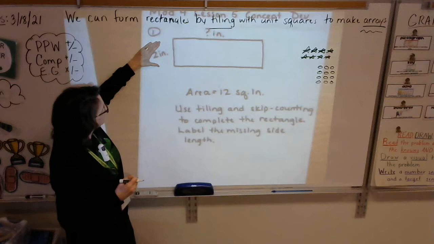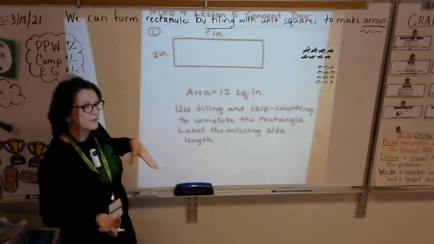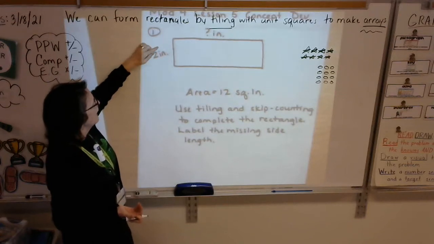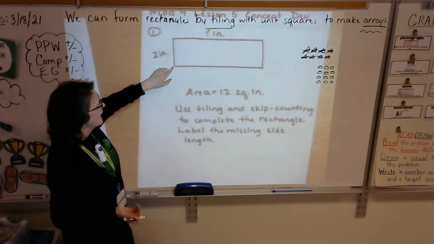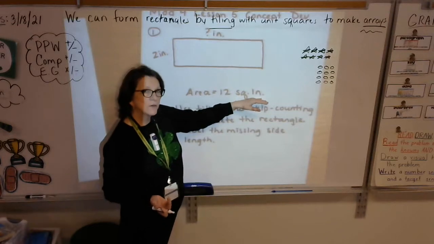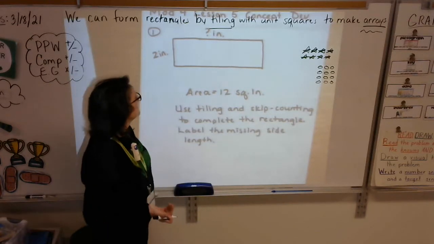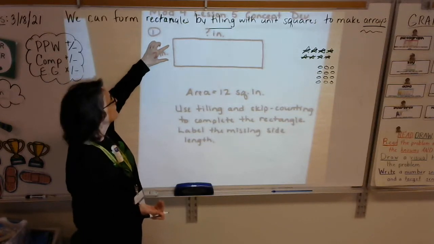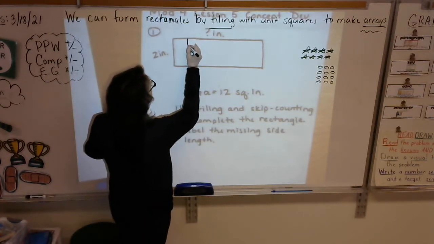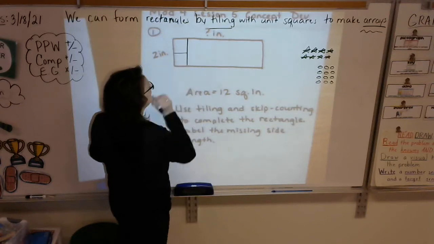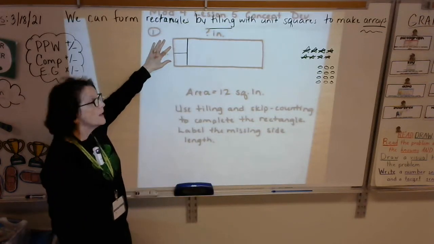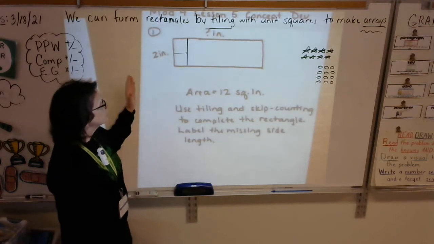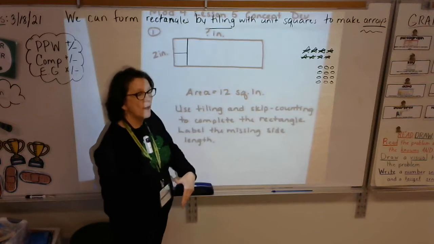So if I look at this rectangle right here that's drawn, and this will be on your Seesaw template, I know a couple things about this rectangle. I know that this side is 2 inches, and I know that the area is 12 square inches, okay? So if I know this side is 2 inches, then that means I need 2 tiles here, doesn't it? So I'm going to draw 2 tiles. And now I've got my 2-inch side. But what I don't know is how long that side is. I just know in total I'm going to need 12 square inch tiles.